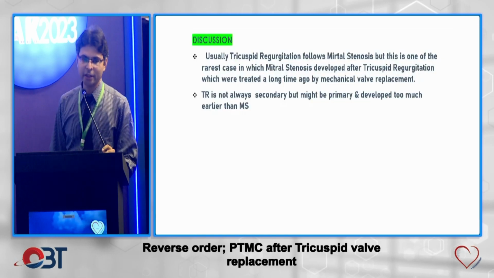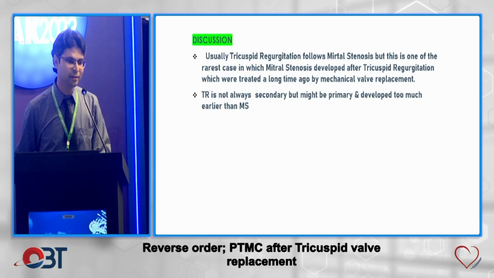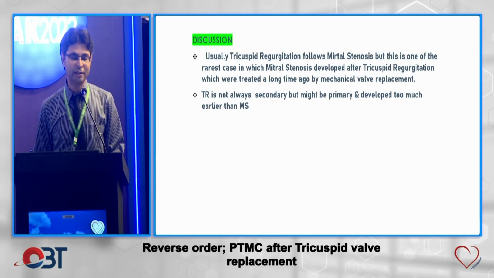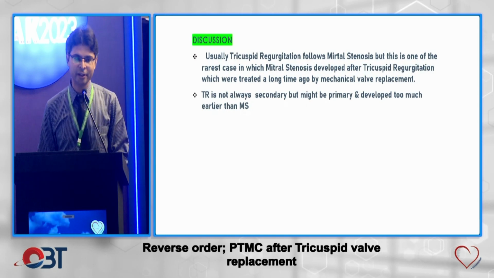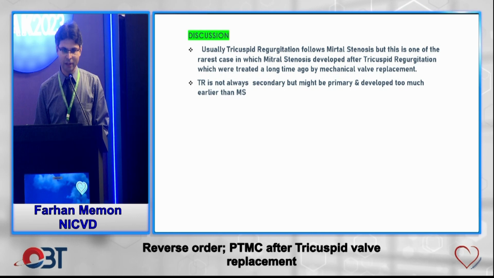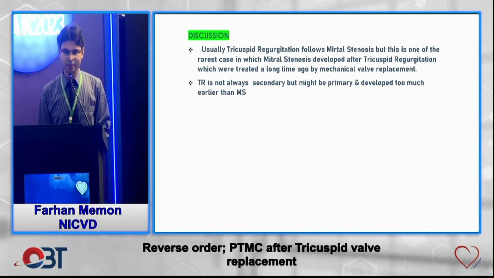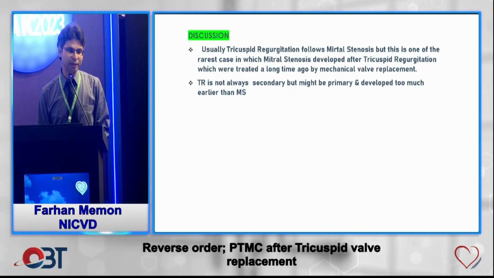Usually the TR develops after the MS, but in that case, the TR developed before the MS. So always consider the rarities before labeling someone with a mechanical valve as having thrombotic complications. Always consider the rarities before labeling someone who presented at the ER with dyspnea or any other symptoms.